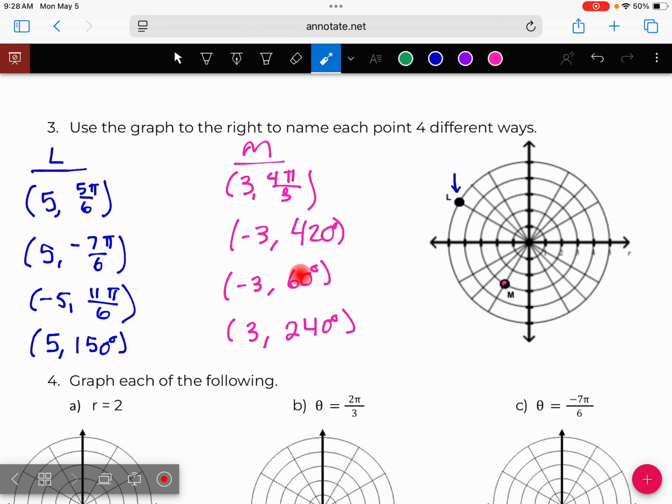All of the angles that you have up here will wind up being coterminal. So anything that has a positive radius, my 4 pi over 3 and my 240, those are coterminal. 420 and 60 are coterminal. My 5 pi over 6 and my minus 7 pi over 6 and my 150, those are all coterminal. So anything that has that same radius is going to be coterminal.